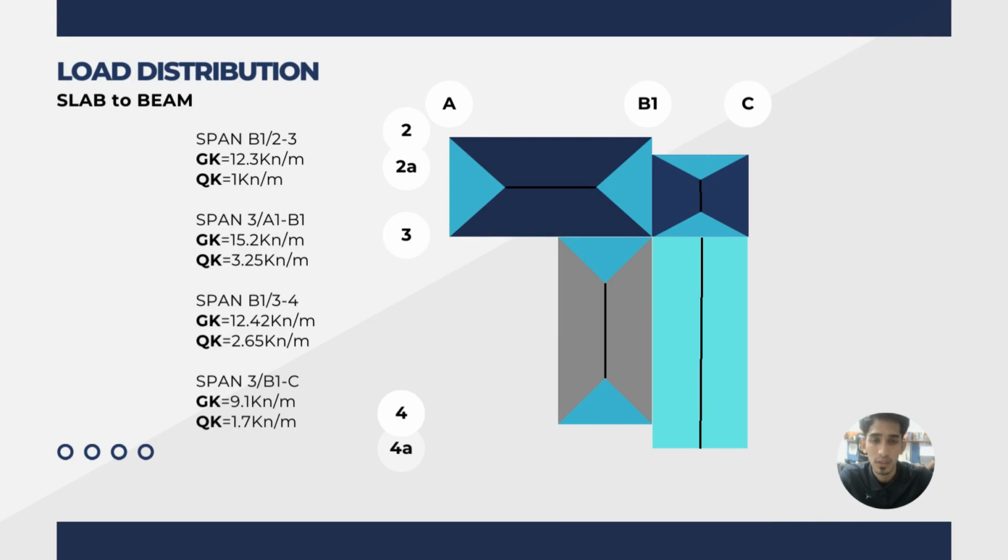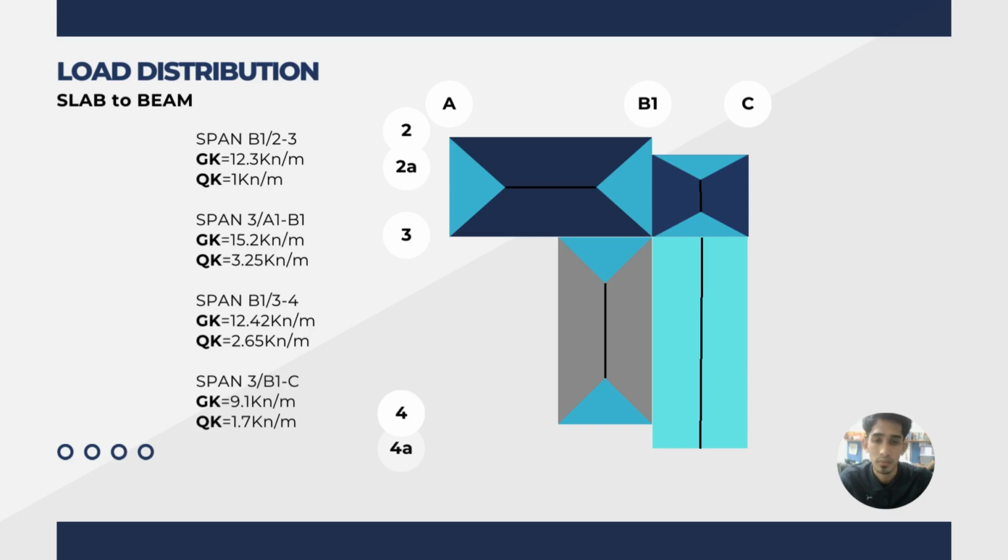Okay, for the calculation of load distribution from slab to beam, we have 4 slabs involved for the column point that we choose. So the first slab is 2 to 3 A to B1, the second is 3 to 4 A1 to B1, then 2 to 3 B1 to C, and the last is 3 to 4 B1 to C.